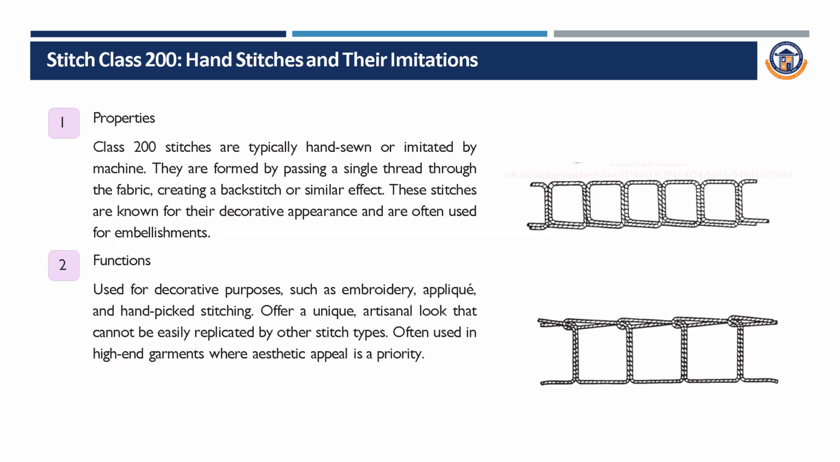Stitch class 200, hand stitches and their limitations. Properties: class 200 stitches are typically hand sewn or imitated by machines. They are formed by passing a single thread through the fabric, creating a backstitch or similar effect. These stitches are known for their decorative appearance and are often used for embellishments.